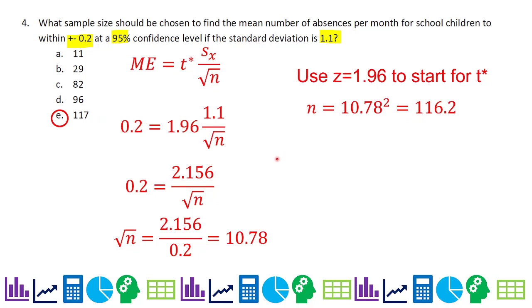So that's the strange thing about sample size for means. You start out with a z to establish what it is, and then you can actually do another iteration where you do the t, because now you have a starting point for the degrees of freedom.